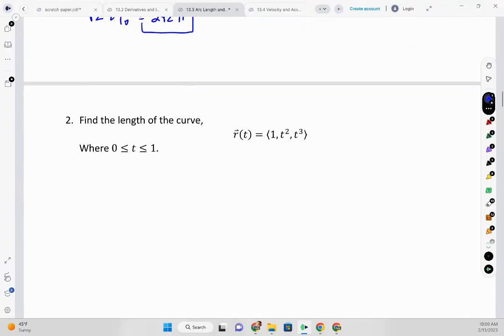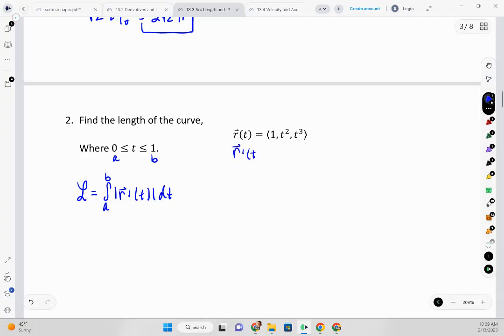All right, let's look at the length of the curve. r of t is equal to 1, t squared, and t cubed. And here they're telling us t goes from 0 to 1. So that's my a and my b value. Again, write out your formula. Arc length is the integral from a to b of the magnitude of r prime of t dt. So that means we need to find r prime, and then we need to find the magnitude.